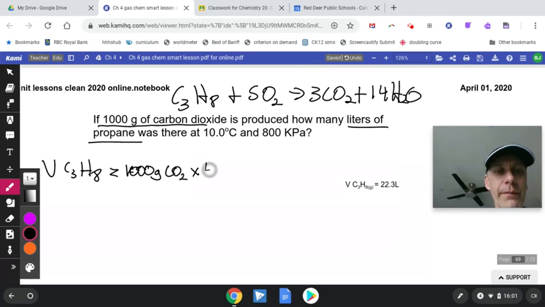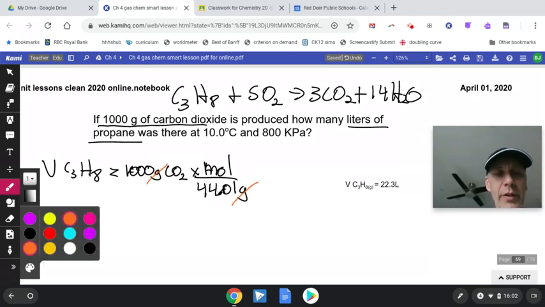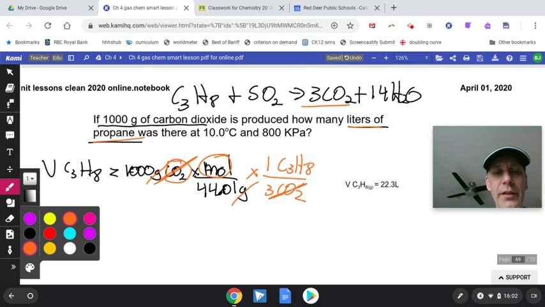So that's 44. Whoops, I wrote it upside down. It's going to be moles on top, 44.01 grams on the bottom. Mass times molar mass, the grams will cancel out, and I will get the moles of CO2. Okay, good. We have moles of CO2, but we're interested in volume of propane. So we got to turn CO2 into propane. We put what we're looking for on top. 1 propane reacts for every 3 CO2 produced. CO2s cancel out, and now we have moles of propane.